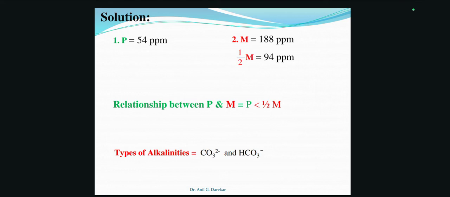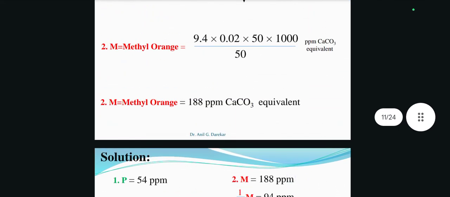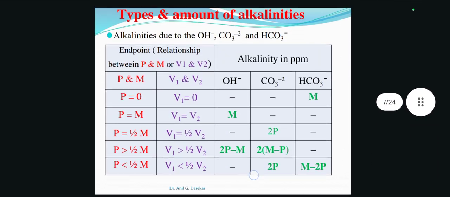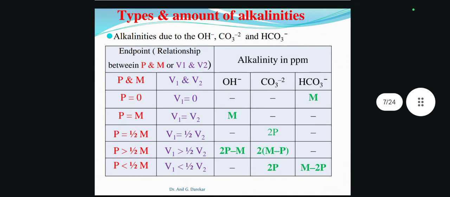So here, once you get the relationship, you have to see the table, and if you see this table, you can see the last row, that is our relationship, P less than 1/2 M. And in front of that, you can see the types of alkalinities. OH minus, dash, means absent. 2P means carbonate is present. And M minus 2P means bicarbonate is present. So we came to know about the types. The first type is carbonate and the second type is bicarbonate.